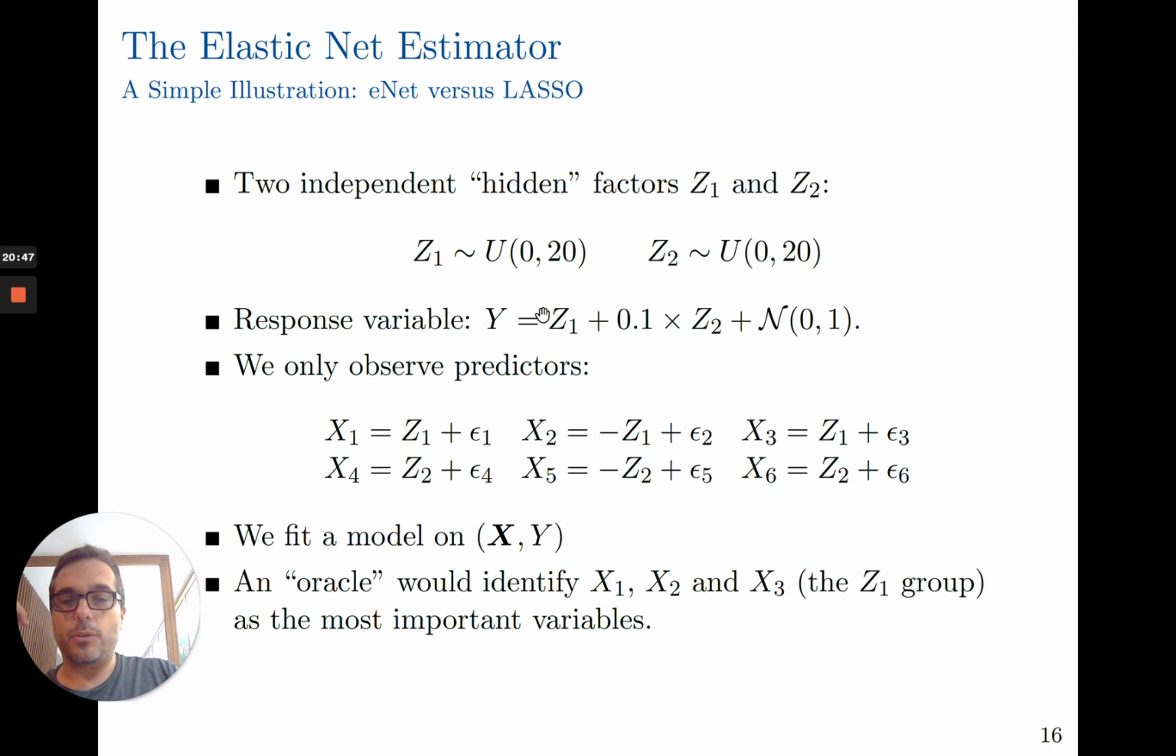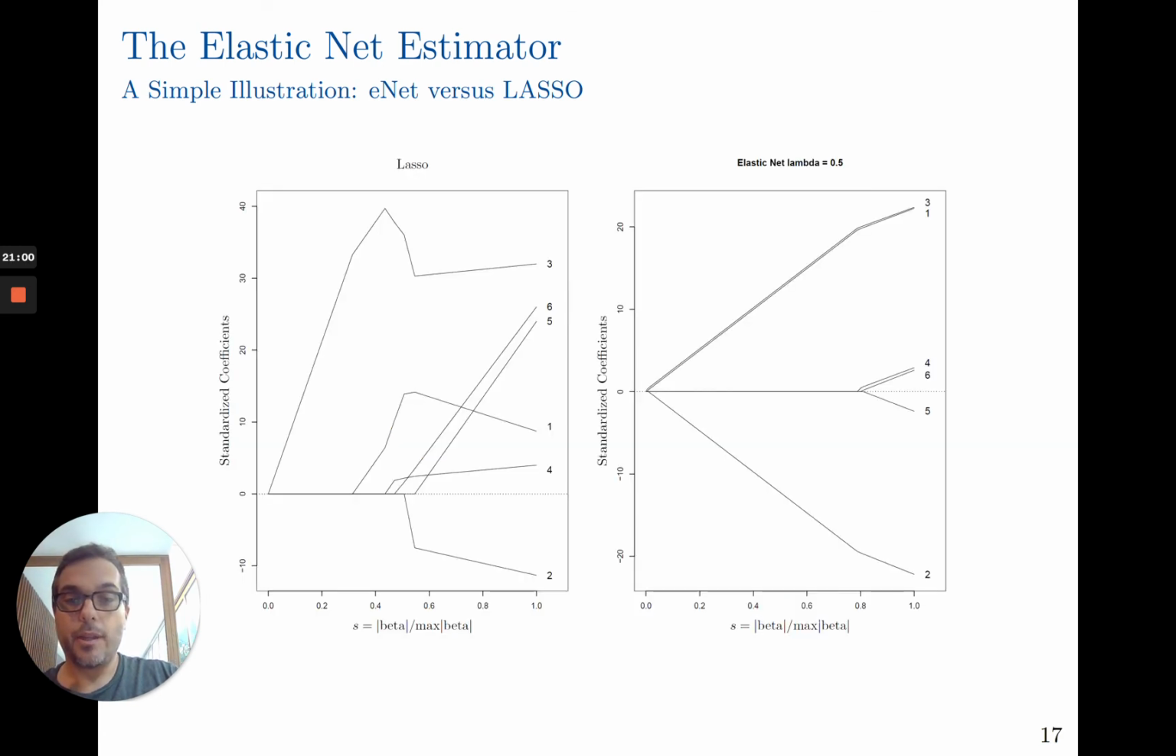As Z1 is the most important, you want the lasso oracle to select the Z1 group. That's X1, X2, and X3. These will be the most important variables, okay? What's going to happen if you do lasso? Remember, 1, 2, and 3. Lasso selects 4, 1, 5, 6, and 3. So basically the most relevant ones, 3, 6, and 5. So it's not selecting the Z group.